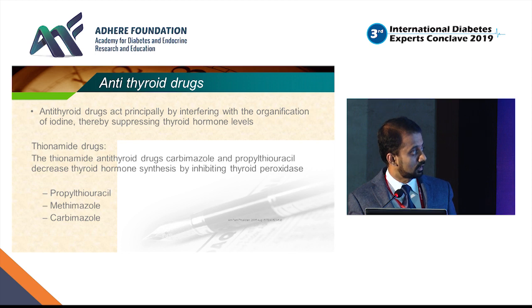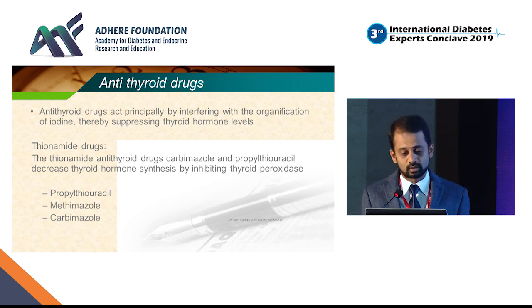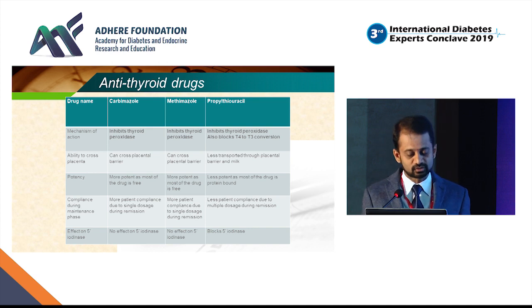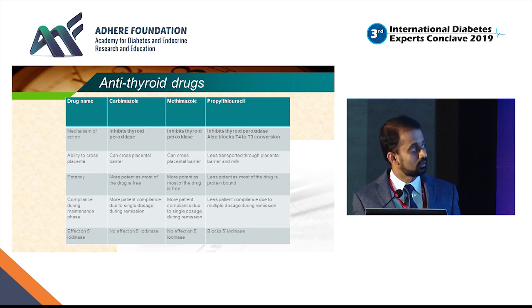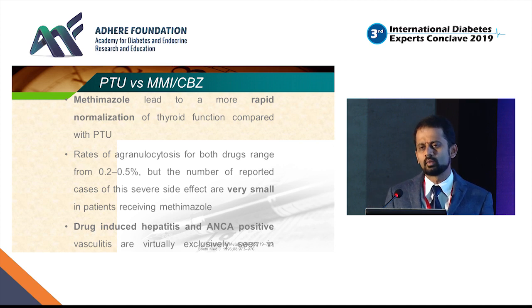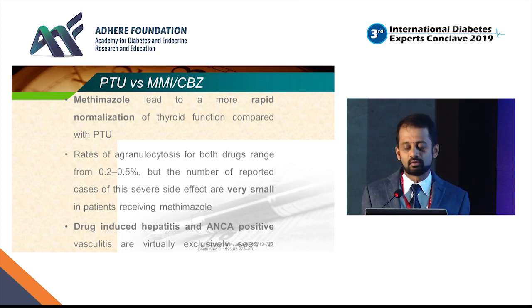So these are the drugs: propylthiouracil, methimazole, and carbimazole. The mechanism of action is inhibiting the thyroid peroxidase, and PTU has an additional action of blocking T4 to T3 conversion. So that is a very convenient drug, and it also helps in pregnancy conditions, where Anjali will be covering that, with less transport across the placental barrier and into milk. Methimazole will lead to more rapid normalization of thyroid function compared to PTU.